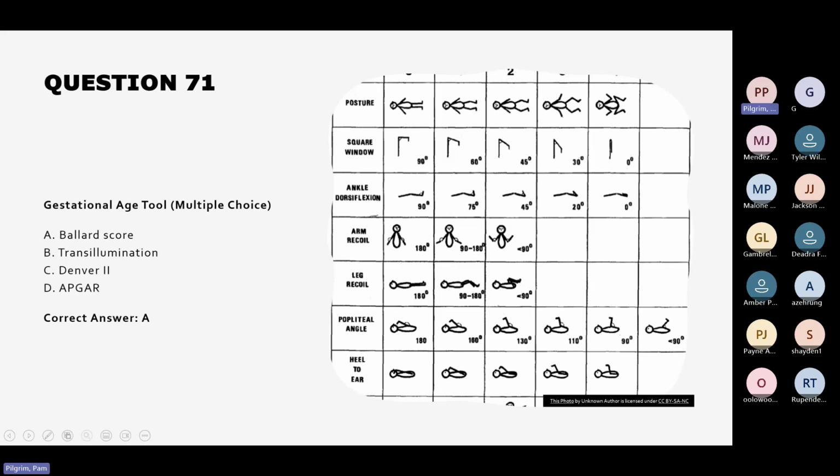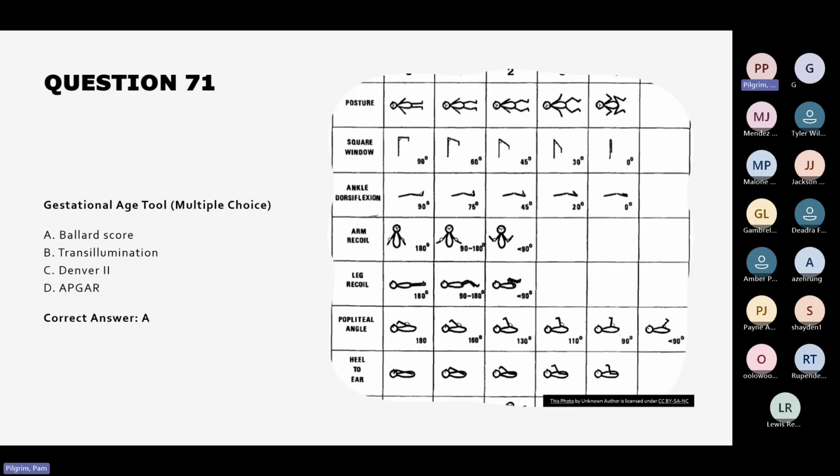So this is done usually shortly after birth, and there's points given depending on where the baby falls for each of these categories. It's totaled up and it gives you an estimate. This isn't the full form. I just put a brief version, just to trigger some memory there. But the gestational age tool is the Ballard score.